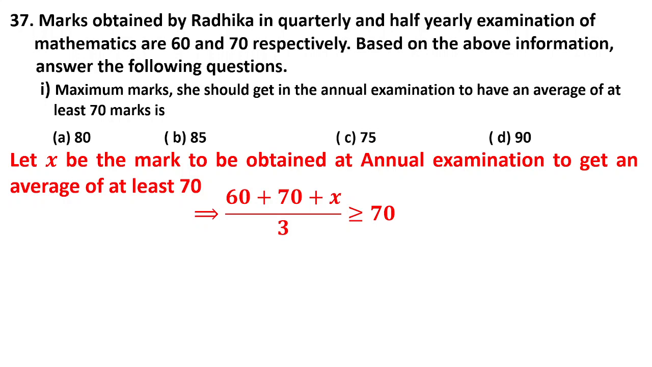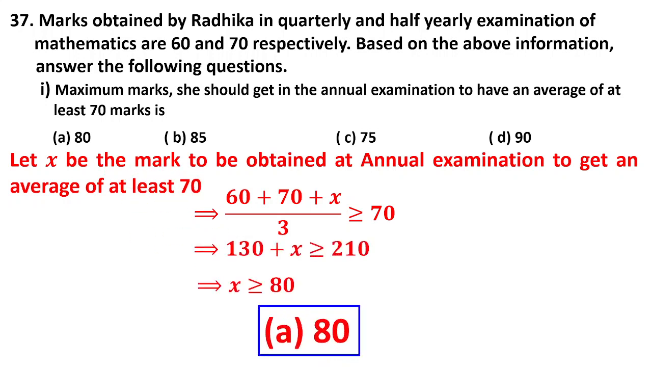At least means greater than or equal to. We are using it and we are getting x greater than or equal to 80. Therefore, you should get at least 80 marks to get an average of 70. Therefore, the subdivision A is the correct answer.